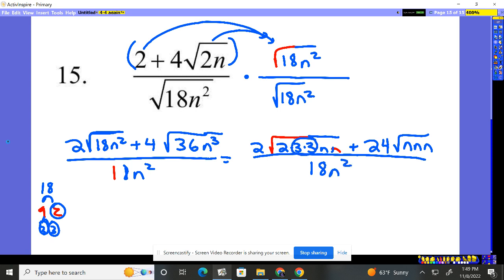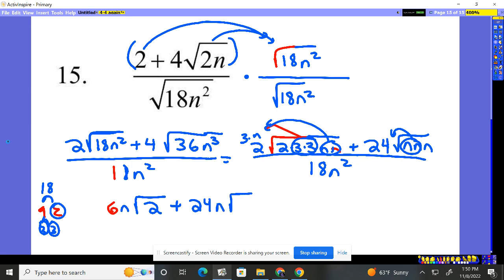Now, let's come back. Right here, that 3 is going to come out, and an n is going to come out. So we're going to be left with 3 times 2 times n, which is 6n, root, what do we have? We have a 2 left behind. That's it, right? 2 plus 24. Now, we didn't pull out here. We have a pair of n's that's going to pull out. 24n root n. Okay, so those can't be combined because one's a root 2, one's a root n. Can't do anything with it. All over 18n squared.